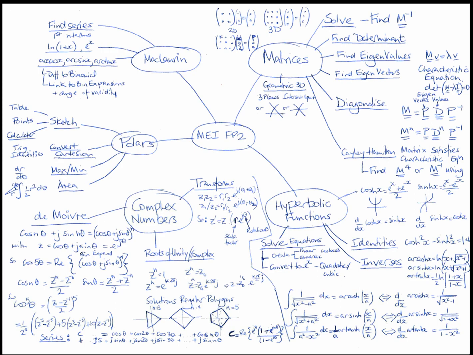Roots of unity, or a complex number, z to the n equals 1 is our base option here, and of course 1 is e to the 2 pi k j, where k is a positive integer, and therefore when we take the root we can come down, can't we, and we're going to get some sort of factor of k over n. So we're going to get our regular polygons.